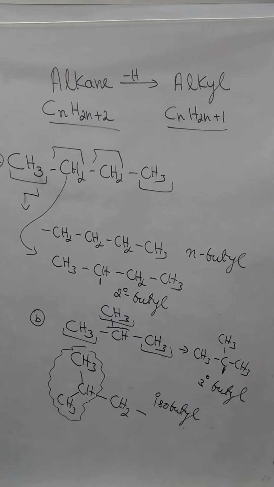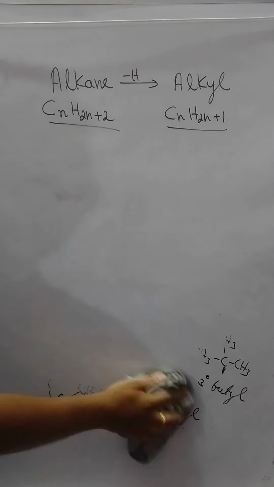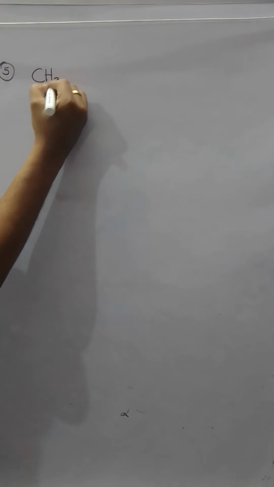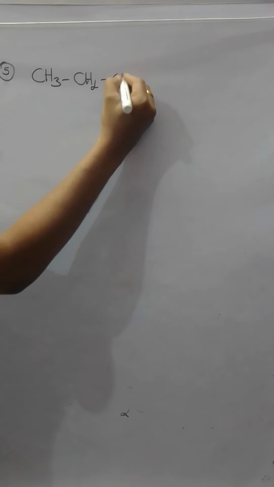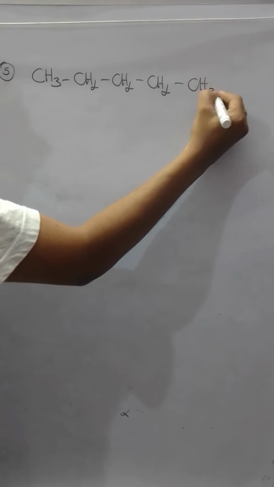Now we will go to the 5 carbon atoms. Most of the time 5 carbon atoms is more than sufficient. That will be more than sufficient for the entire organic chemistry. Now if I take 5 carbon atoms, 1 carbon, 2 carbon, 3 carbon, 4 carbon, 5 carbon. Now this is my CH3, CH2, CH2, CH2, CH3.